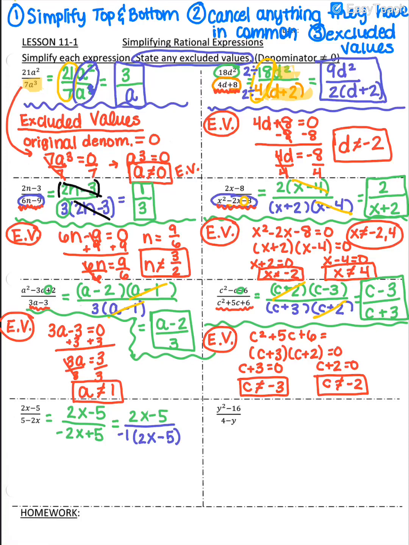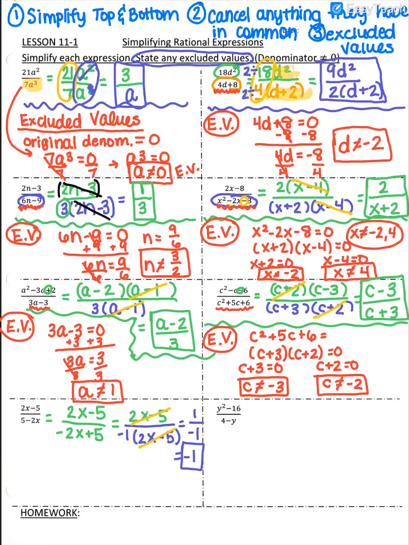Now we have something that can completely cancel. The 2x minus 5 and the 2x minus 5 here will go away. And basically what we're left with is an invisible 1 on top over a negative 1 on the bottom, and 1 divided by negative 1 is just negative 1. So believe it or not, negative 1 is my answer.